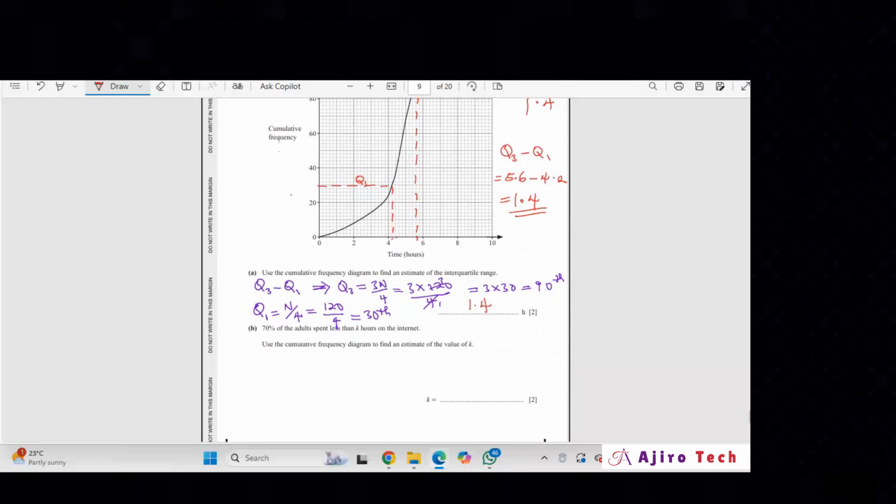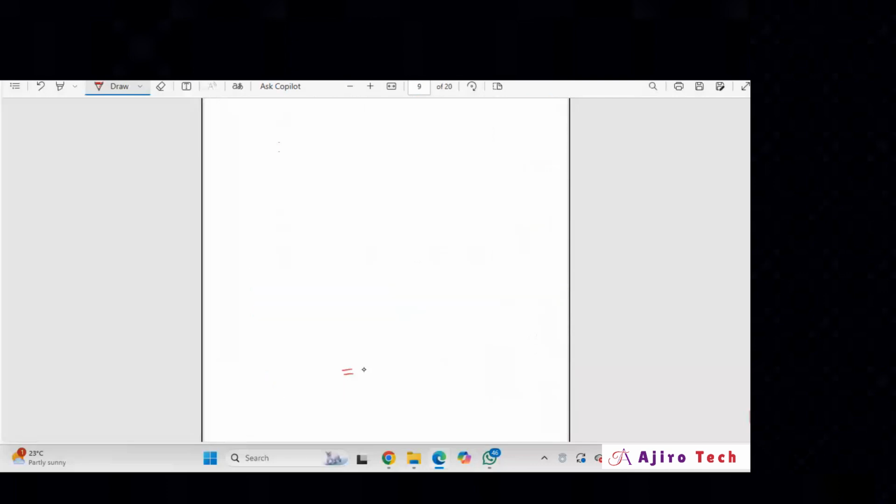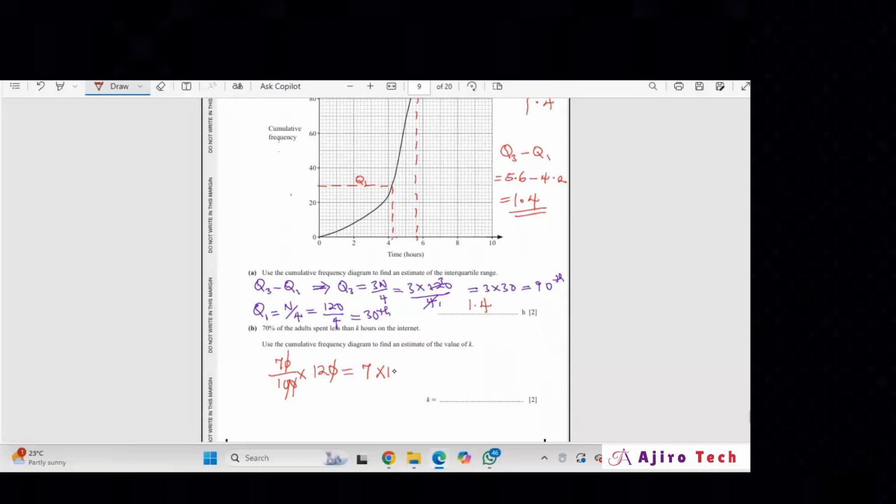Okay. So from here, 70% of the adults spend less than K hours on the internet. Use the cumulative frequency diagram to find an estimate value of K. So 70%, that will be 70 over 100 times 120, which is the total. So the zero cancels this zero, and we are going to do 7 times 12. And 7 times 12 will give us 84.